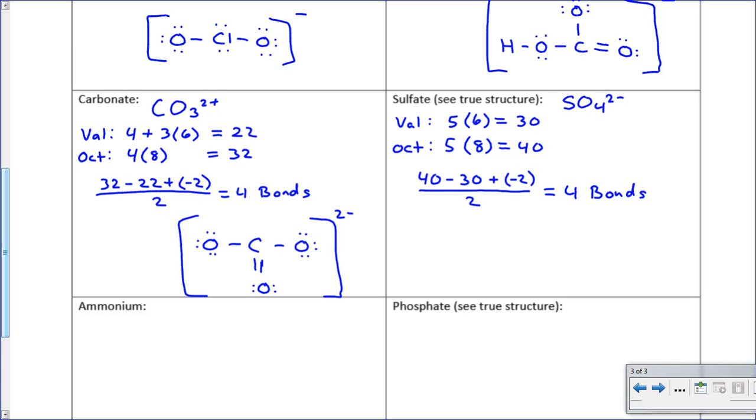So we put the sulfur in the middle, 4 oxygens around it, single bonds to each of those. Then they need electrons around them to fill in. All right, and then you just throw the brackets around, and it is a 2 minus charge on this one.